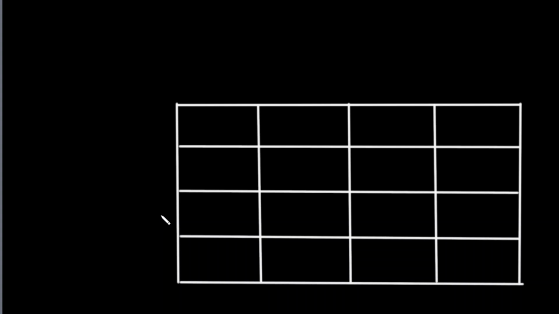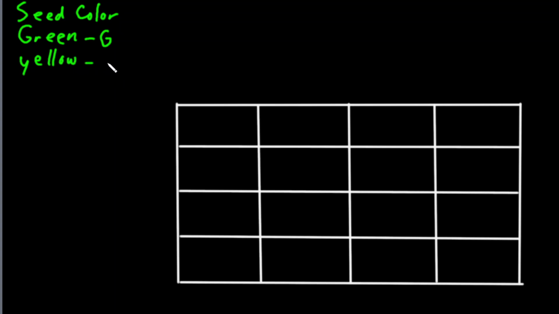In peas, green seed color is dominant to yellow. Okay, so green seed color, so I'm going to just write up here green, and this is going to be for the trait seed color. Green seed color, capital G, is dominant to yellow seed color, which we will represent with a lowercase g.